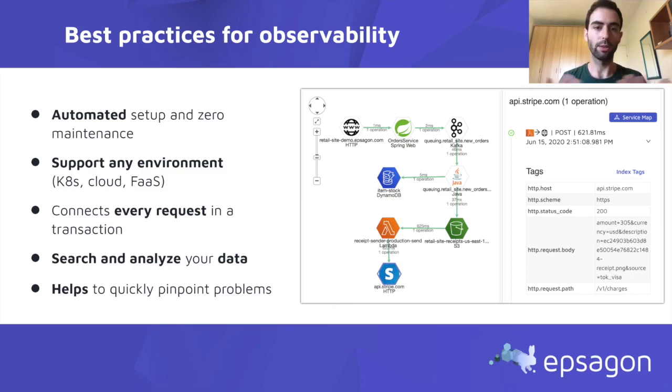Now, something that will connect every request, if it goes through a DynamoDB stream, API Gateway, Kafka, Kinesis, S3 buckets, everything should be connected all together.